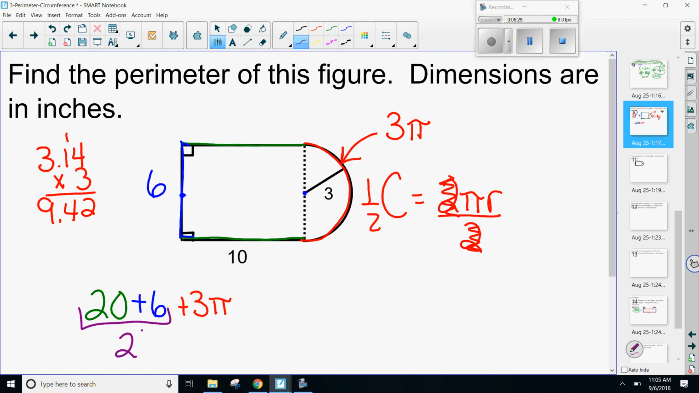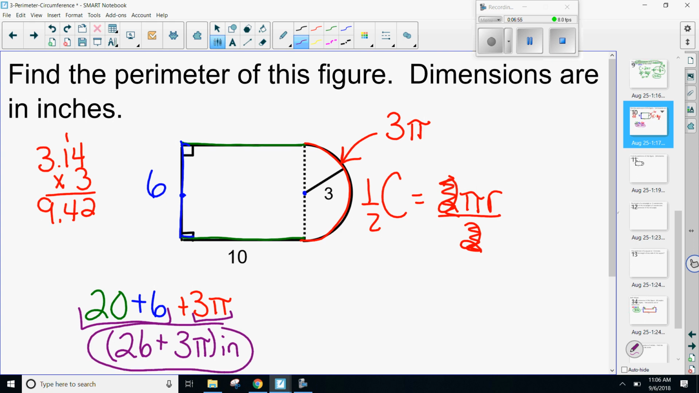26. And then I'm going to group together any curved segments I have, which is just 3 pi. Now we cannot add those together in that format. That is not 29 pi. You have to keep the straight and the curved segments separate. Units would be what? Inches.